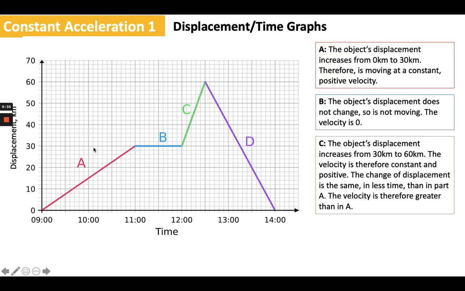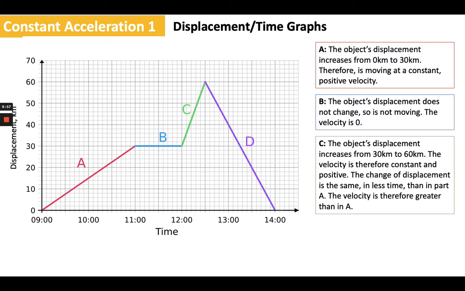Okay, so I can compare different parts as well. Now that can also be seen by how steep the lines are, you'll notice. The motion of part C is quite a steep line compared to the motion of part A. So the rate of change in part C is greater than in part A, and so the velocity is greater in part C than in part A.